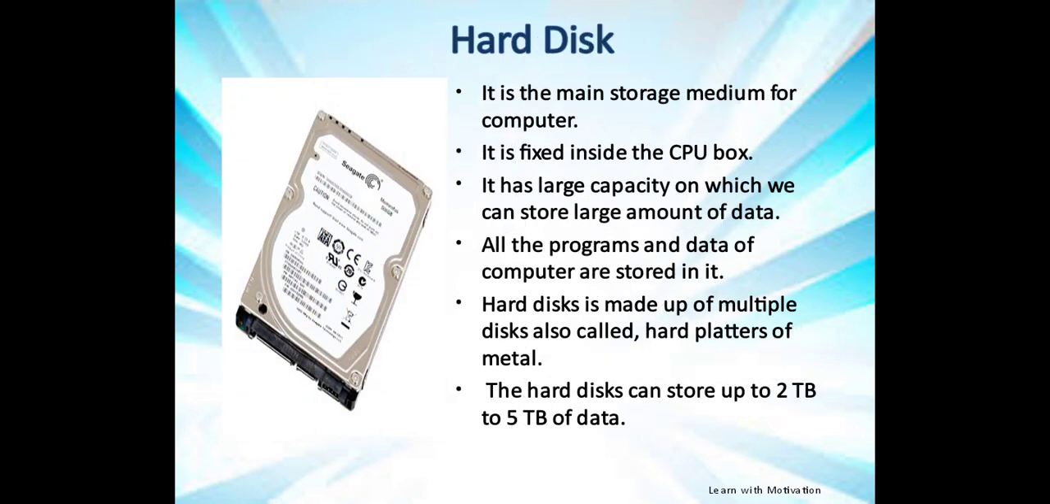Hard disk. It is the main storage medium of a computer. It is fixed inside the CPU case, but still it is secondary memory. It has large capacity on which we can store a large amount of data. All the programs and data of the computer are stored in it. A hard disk is made up of multiple disks, also called hard platters, of metal. A hard disk can store 2 TB to 5 TB of data.